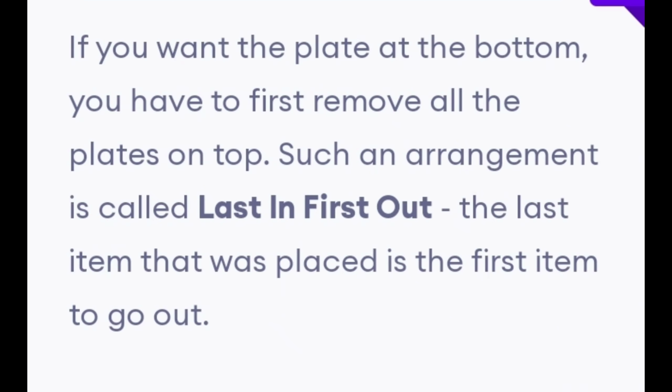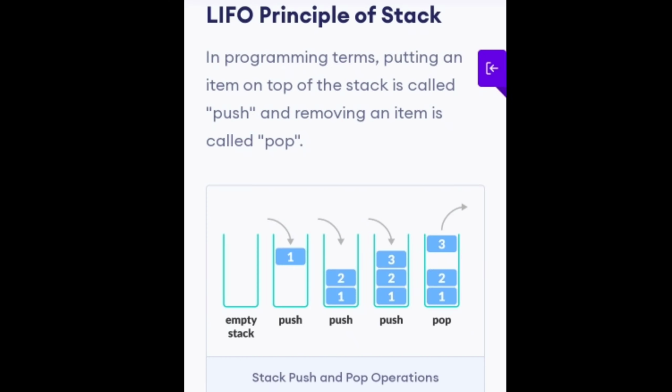If you want the plate at the bottom, we have to first remove all the plates on top. Such an arrangement is called last in, first out. That means the last item that was placed is the first item to go out. Like a pile of plates, stack is a linear data structure. That means data is arranged in a linear manner and we can insert or delete data at one end based on the LIFO principle. Look at the figure.